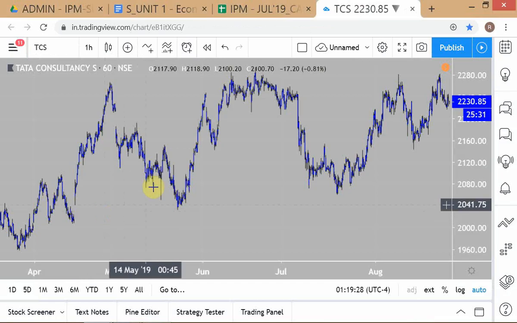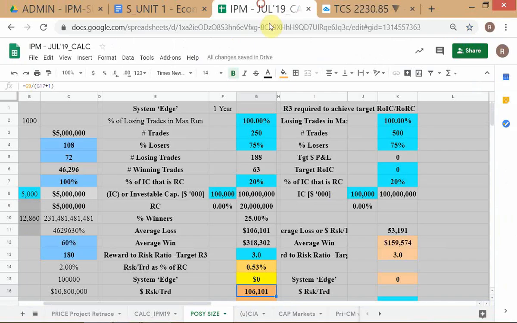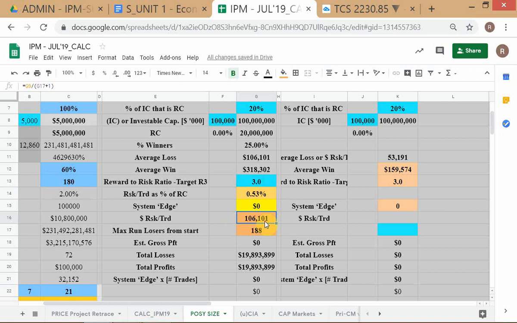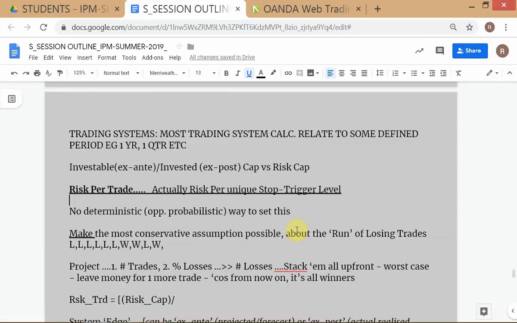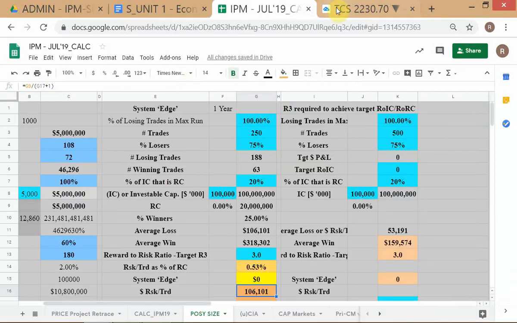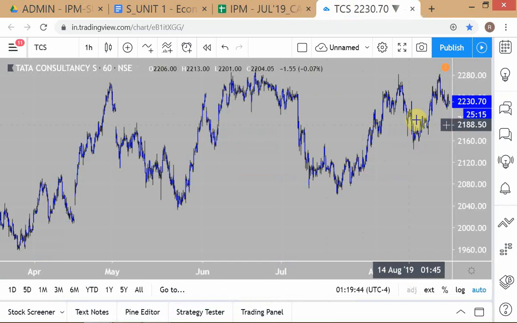Basically, once you derive this like you've done here, you derived a figure of 106,000 here because there's 250 trades for whatever this trading system is. Now, when you're using this trading system, every time you're putting on a trade against a unique stop, if it's 106,000, then you will size the position in such a way that when this stop gets taken out, the gross loss is going to be 106,000.